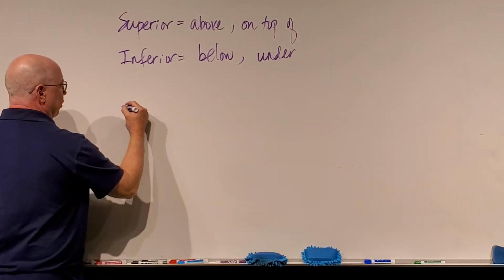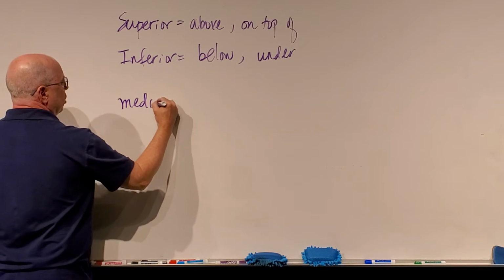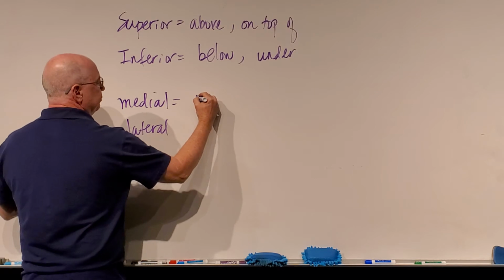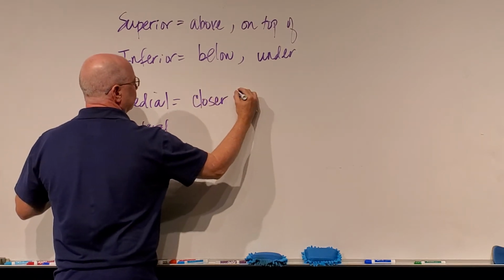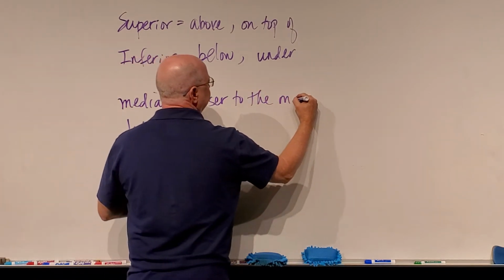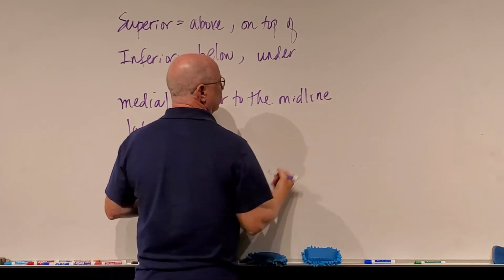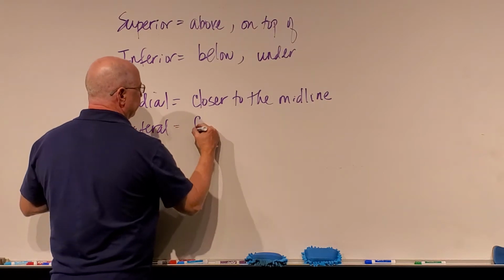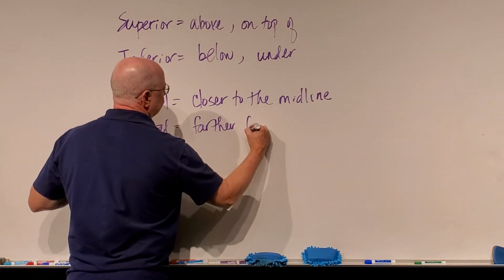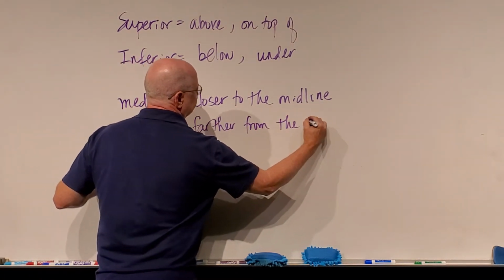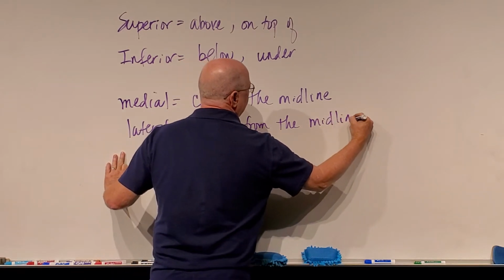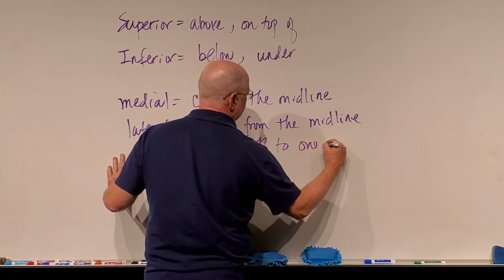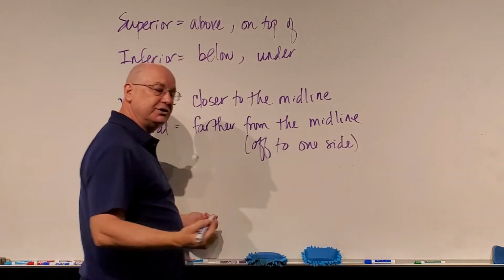Two other terms that are related to each other that you need to learn are medial and lateral. Medial means closer to the midline of the body, or whatever it is that we're studying. Means closer to the midline. Lateral means farther from the midline. Or I like to think of lateral as off to the side, or the one side or the other.